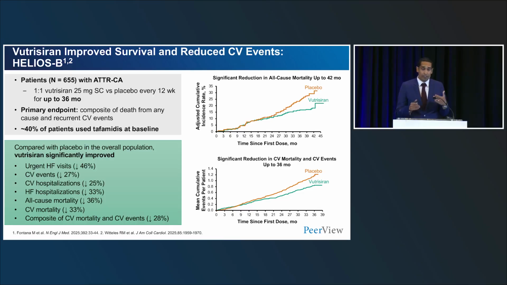You can see that there's a significant improvement in the rate of all-cause mortality as well as cardiovascular mortality and all the related events here. It's important to note that in this trial, 40% of patients were on tafamidis at baseline. That's a relatively large percent. In this trial, they looked at whether you were just on monotherapy, just on vutrisiran, or whether you were on combined therapy. And that's the first time that we ever got more data on what it looks like to have both a stabilizer and a silencer together.